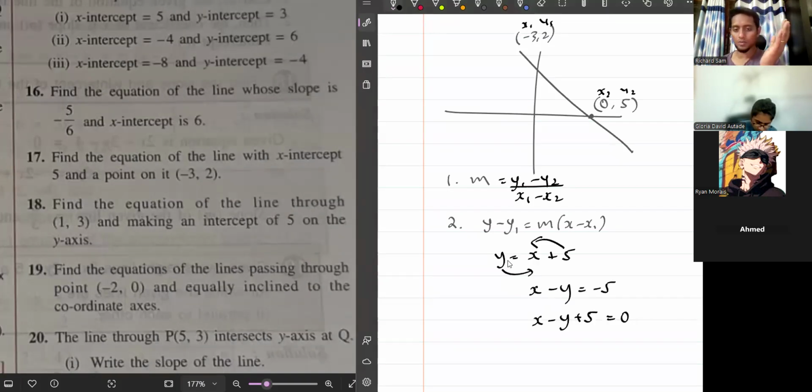Okay, so the equation would be either y is equal to x plus 5, or if you take x and y to one side, then you get x minus y is equal to -5. Or if you take everything to one side, you'll get x minus y plus 5 is equal to 0. Any of these three will be correct.